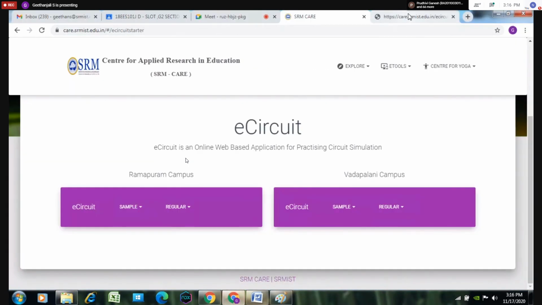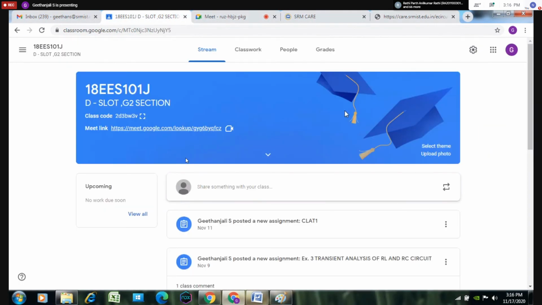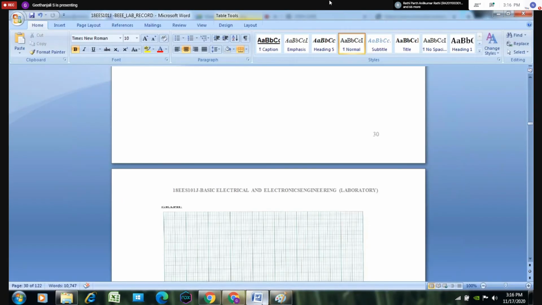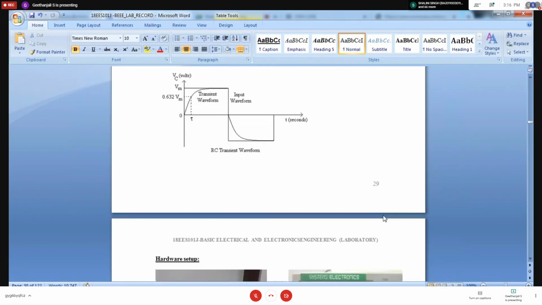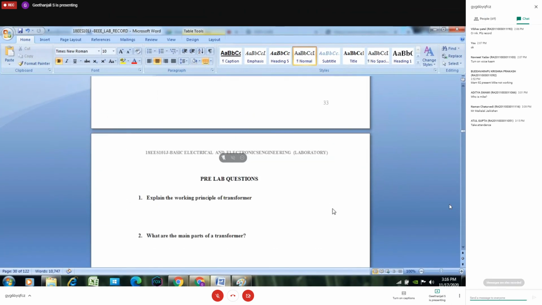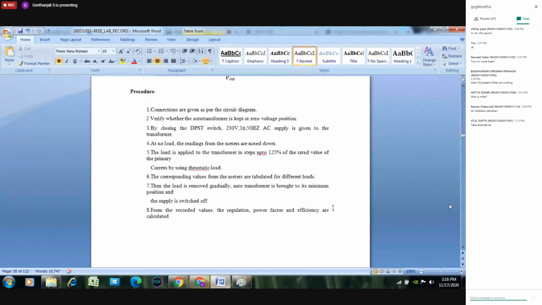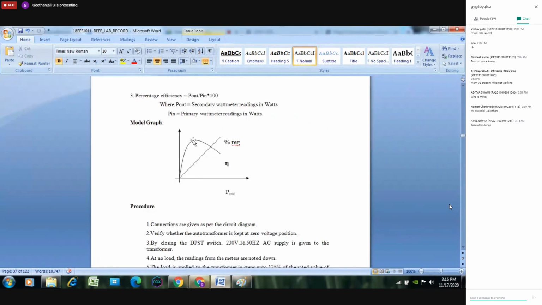Ma'am, we have to draw the graph also? Yes, you have to draw the graph for efficiency and regulation. The model graph is given in the lab manual, so check the lab manual. This model graph is drawn between efficiency and regulation. You have to draw the graph between P out and efficiency, and P out and regulation.